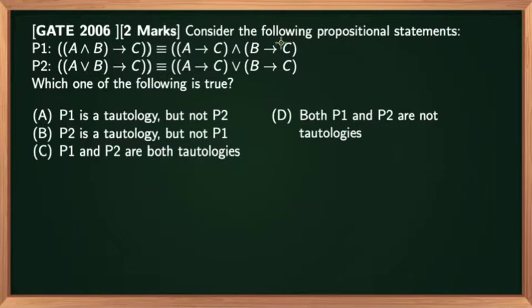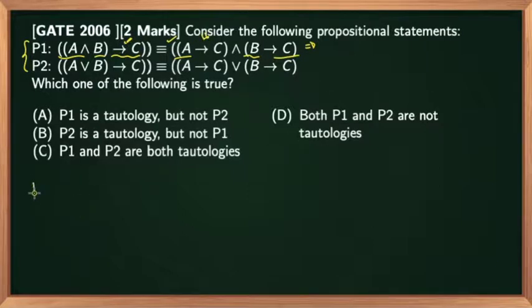Okay, consider the following propositional statements. So we have two statements here and they are asking us to find out which of these are tautologies. See, for example, if you see there is an equality sign here. So that means the left hand side of the expression and the right hand side of the expression both should be same, then only we can say that it is a tautology. That means this is always true if the expression on the left side and the right side are same.